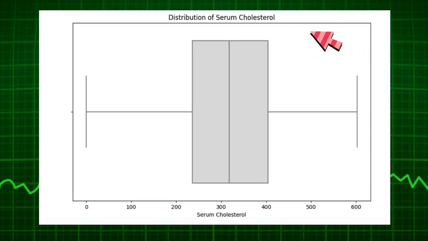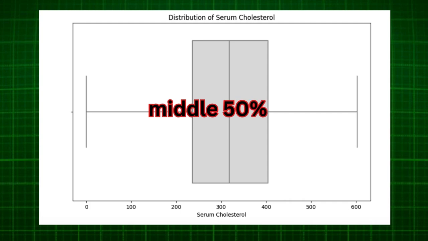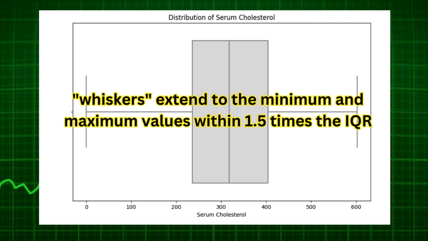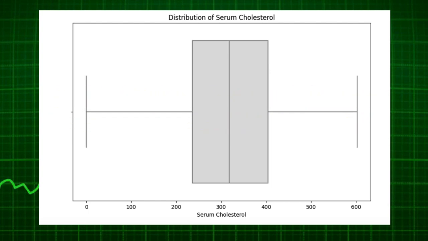The box plot shows the distribution of serum cholesterol levels in a sample of patients. The x-axis represents the serum cholesterol level, and the y-axis shows the count of patients. The box represents the interquartile range, IQR, which contains the middle 50% of the data. The line inside the box indicates the median serum cholesterol level. The whiskers extend to the minimum and maximum values within 1.5 times the IQR from the quartiles. Outliers, if any, would be plotted as individual points outside the whiskers.